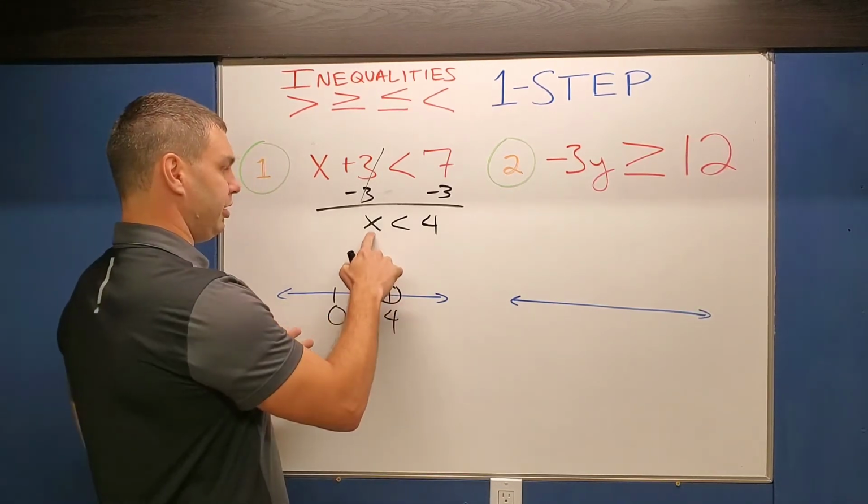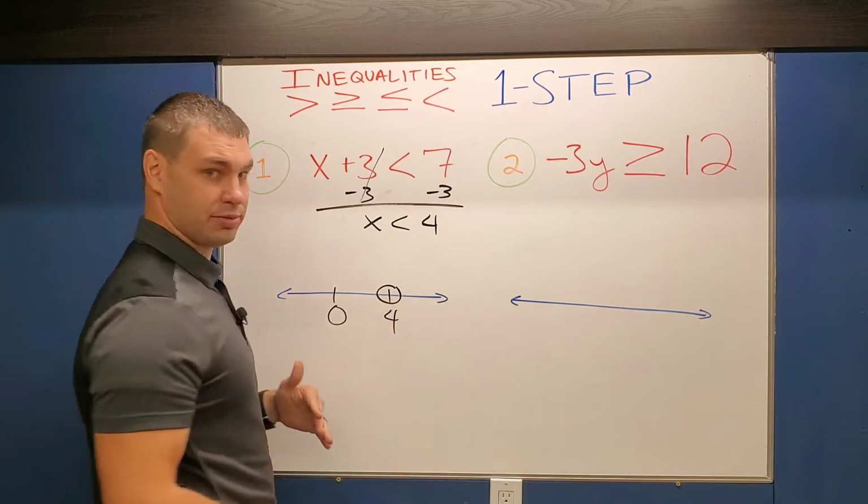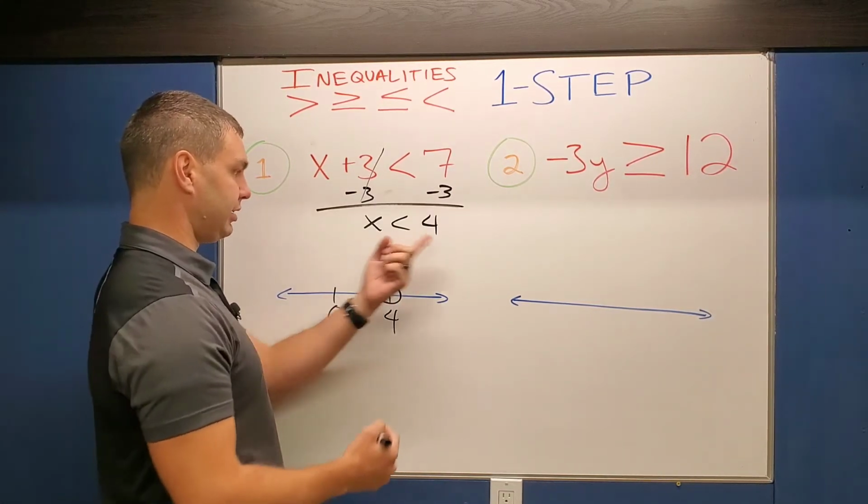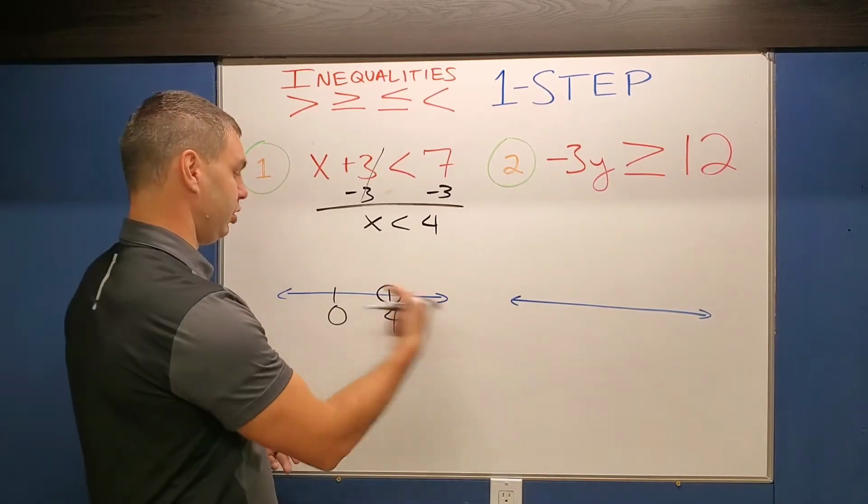Okay, and then I want all the numbers, all the x's that are less than 4. So I'm going to use 0 as my test point. And is 0 less than 4? Yeah, it is. So I'm going to shade towards the 0.